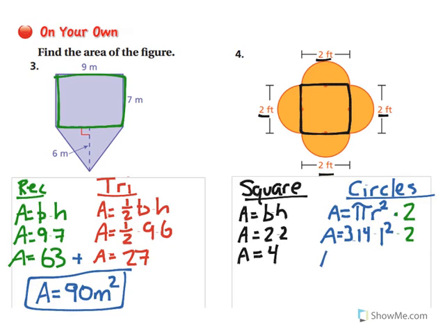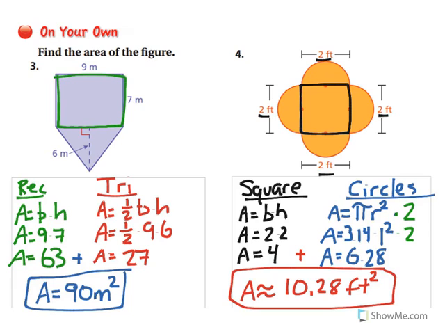Then at this point, I'm going to go ahead and put this all into my calculator. And when I put this all into my calculator, I get 6.28. I can add these together. And I get the area. Since we have a circle, it's approximately 10.28 feet squared. And that is how we do our area of composite figures.